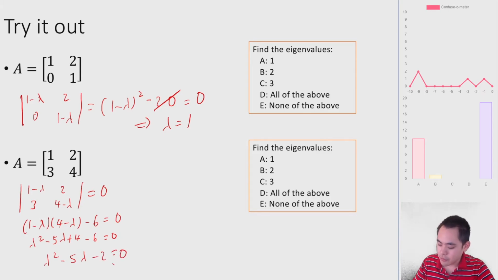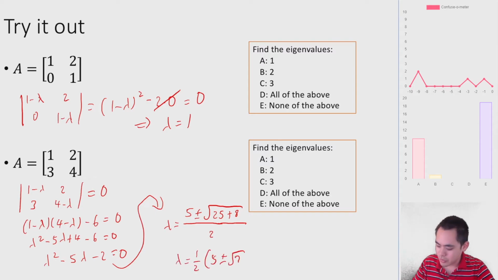You can use the quadratic formula. So you get lambda is equal to 5 plus or minus the square root of b squared. So that's 25 minus 4ac. So that's plus 8, over 2. So lambda is going to be equal to 1/2 times 5 plus or minus the square root of 33.